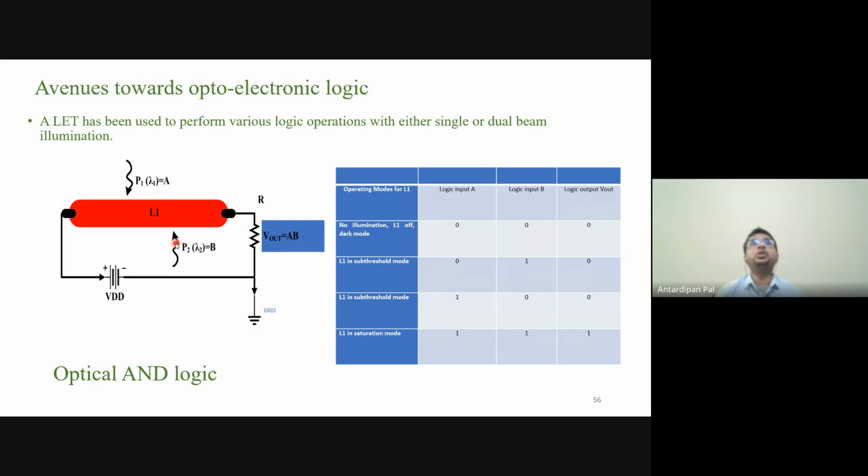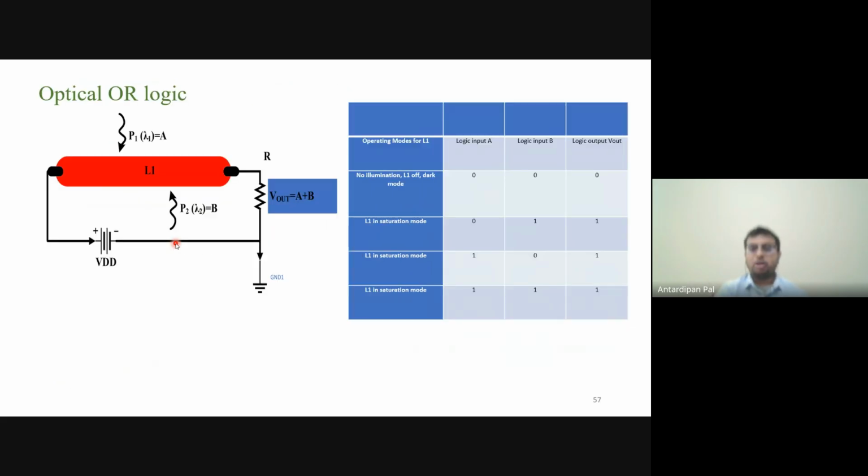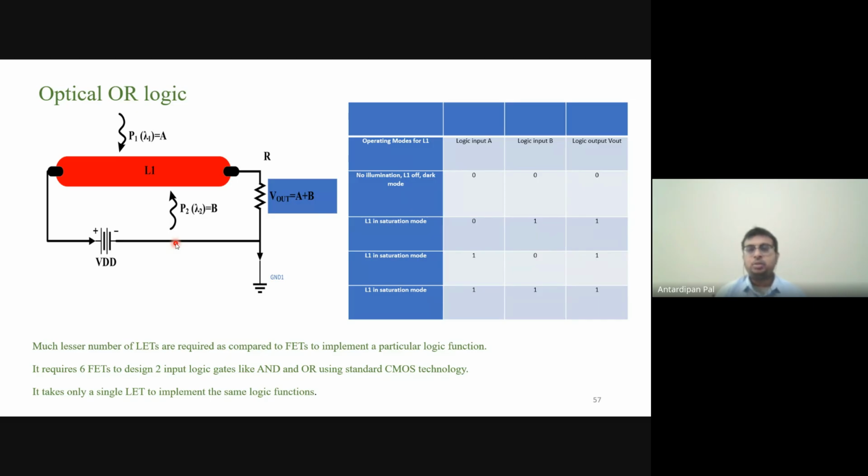Which means if we use blue light with a certain power, the LET will operate in a certain region of operation. However, for the same LET, if you use green light with a different power, a different mode of operation. If you use red light with a different power, a different mode of operation. So by tweaking and combining the powers, we can make it work like optical logic. Similar thing for an optical OR gate. Same thing: two illuminations, two different powers, two different wavelengths.